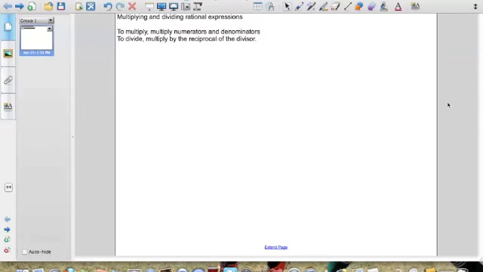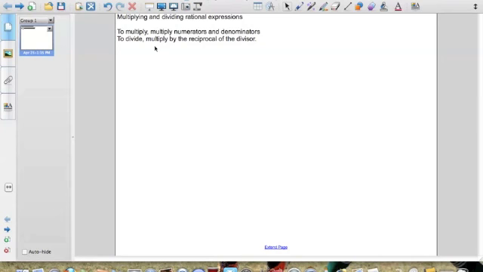Multiplying and dividing rational expressions. Again, to multiply, you multiply numerator times numerator and denominator times denominator. To divide, you multiply by the reciprocal of the divisor. So you take the reciprocal of the second one, and the same thing then is multiplying. You're going to multiply the numerators and the denominators.